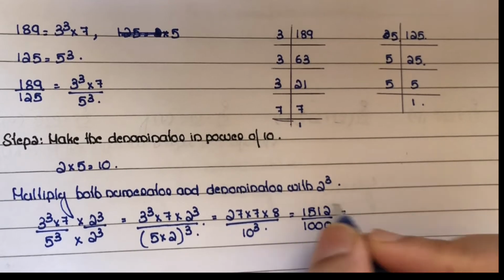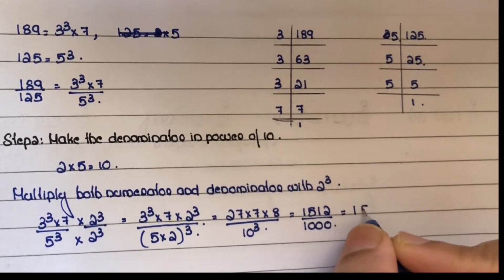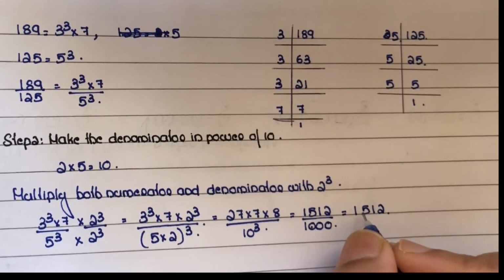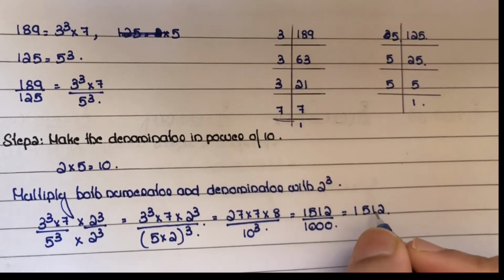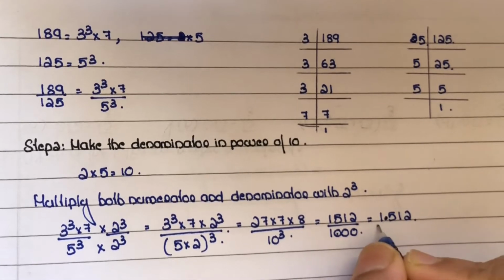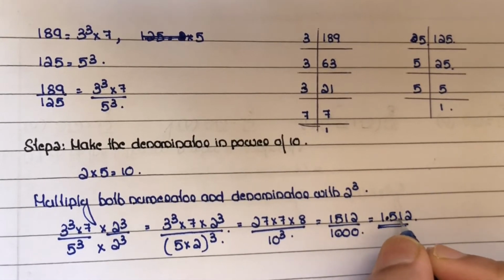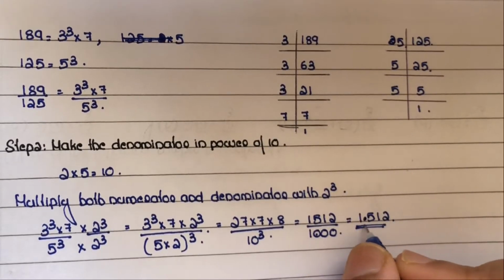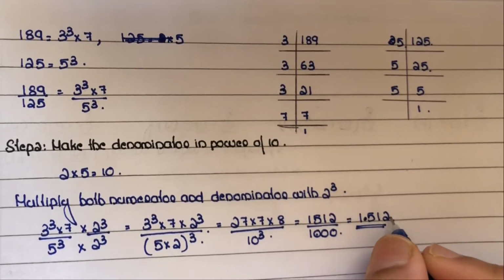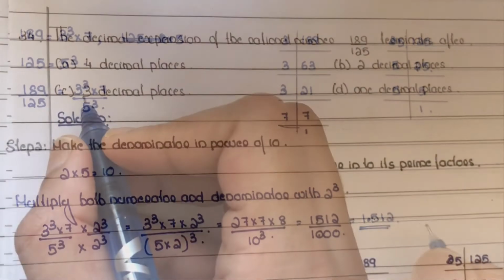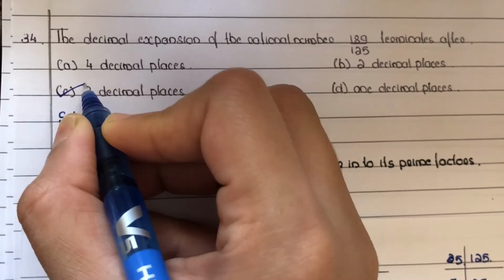Now this is equal to 1512. How many zeros? 1, 2, 3 zeros. So after the point, 3 digits. That is 1, 2, 3. Point. Answer is 1.512. So this rational number terminates after 3 decimal places. 1, 2, 3. After 3 decimal places, it terminates. So answer is option C.